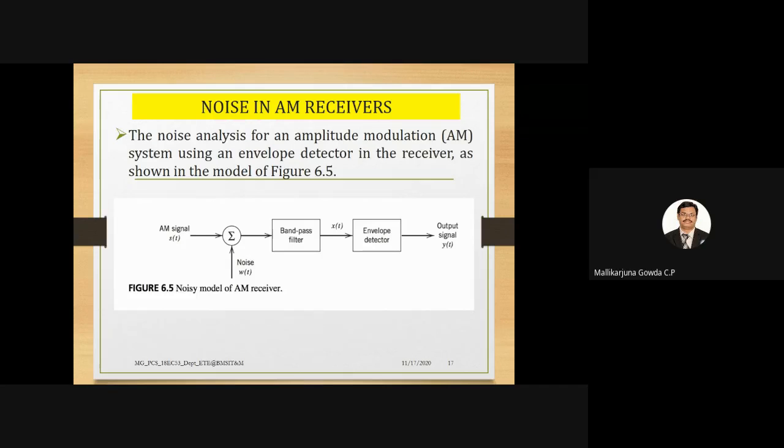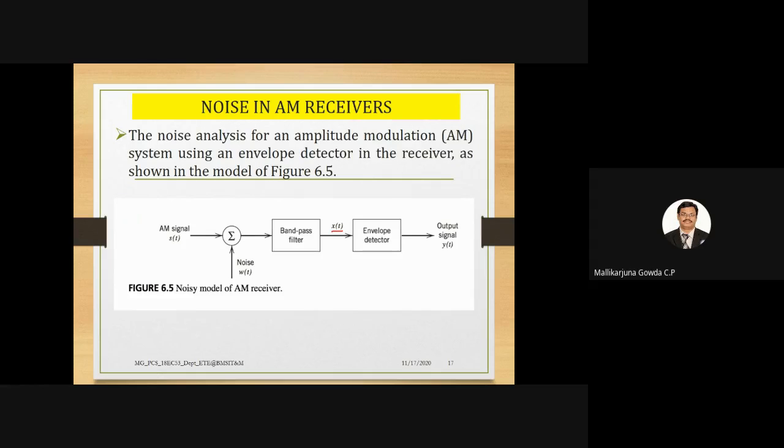AM receiver. So the input is what? The AM modulated signal. Again, we add noise. Then the output of the bandpass filter will be x(t), which is equal to again the AM modulated signal plus noise, that is x(t) will be equal to s(t) plus n(t). So n(t) is the bandpass filter noise.